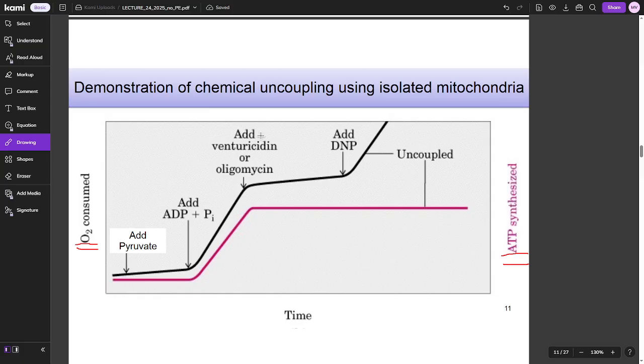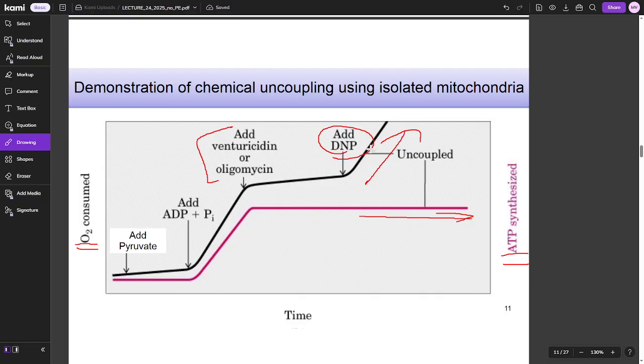But then when you add the ATP synthase inhibitor, it just flatlines. ATP synthesis flatlines, and then O2 consumption also flatlines. However, when you add the decoupler, ATP synthesis is still flatlining, but the oxygen consumption is way up. So that's how you can tell whether it's an uncoupler or just an inhibitor.